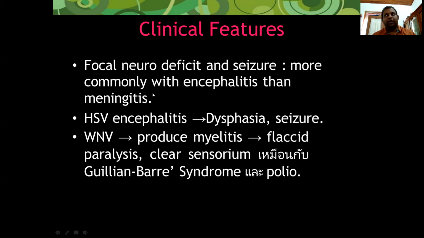So with meningitis, you have to appreciate it is always associated with meningeal infection, and it may spread to brain matter in a focal or diffuse manner, leading to encephalitis. Usually HSV, herpes simplex virus encephalitis, is associated with dysphagia and seizure, difficulty speaking. West Nile virus produces myelitis, flaccid paralysis, clear sensorium, Guillain-Barré syndrome, and polio.